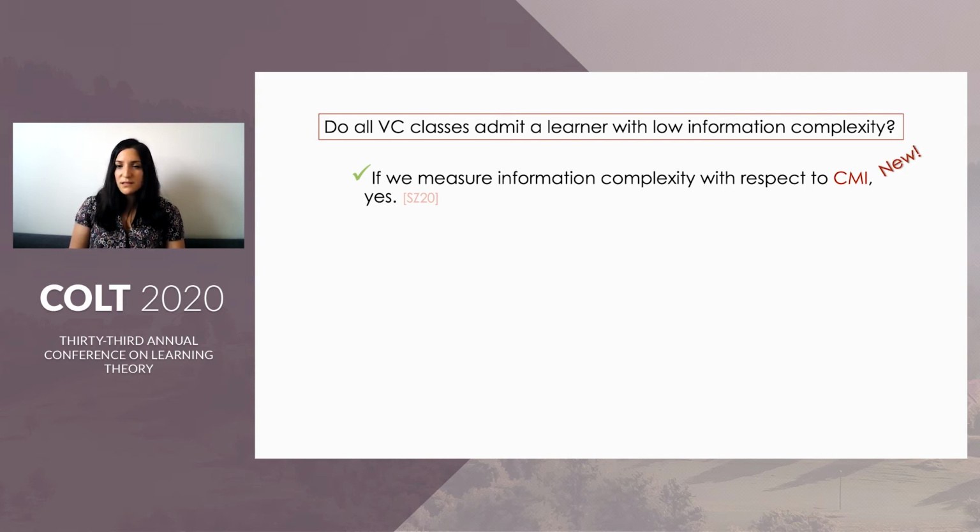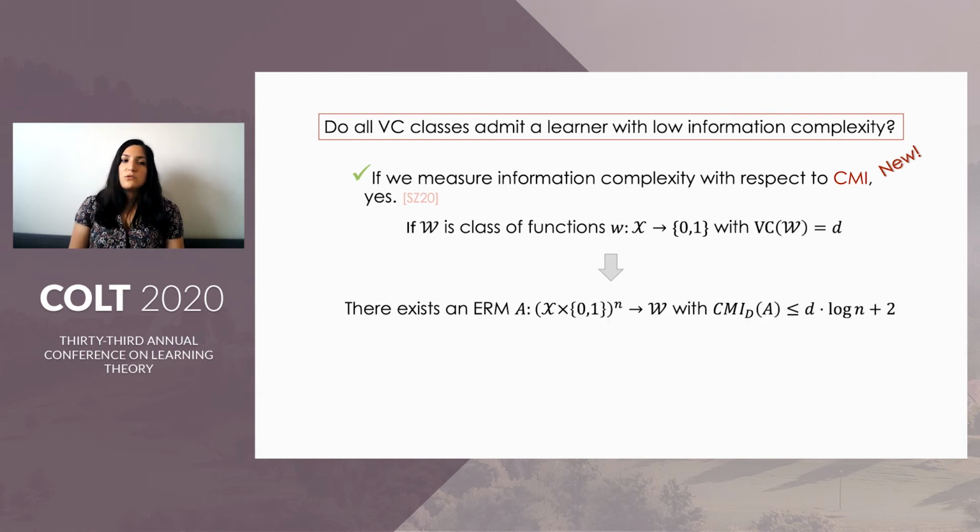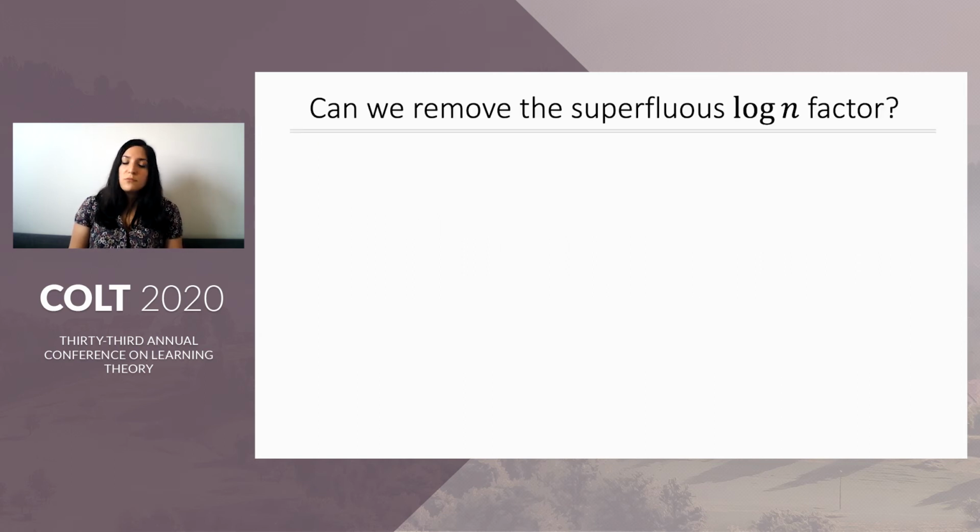CMI is a new notion recently proposed, and it has the same connections to privacy and generalization. We proved that any class W with VC dimension D has an empirical risk minimization algorithm with CMI at most D log n. Again, bounds on CMI imply generalization, so this bound would imply the same generalization guarantees of square root D over N that we saw earlier, which we know are true for any learner for that class by uniform convergence, except for this log n factor here. So we ask, can we remove this superfluous log factor?